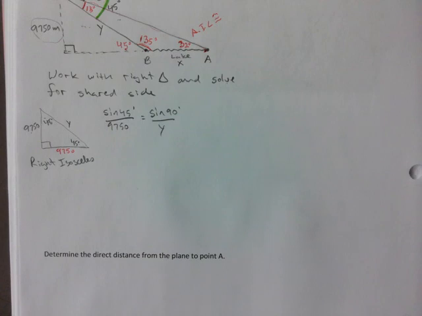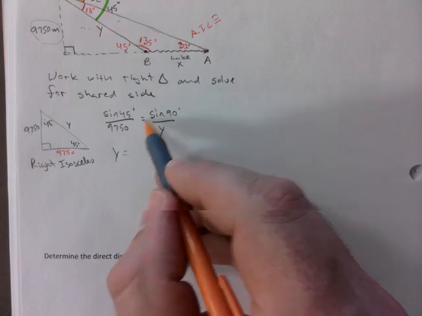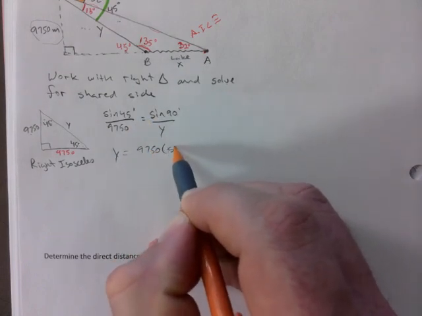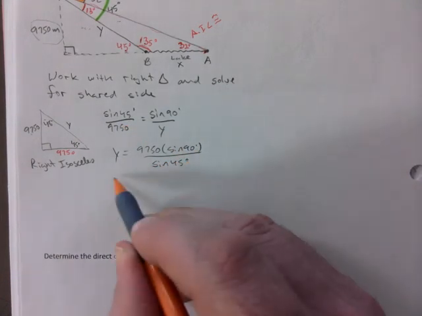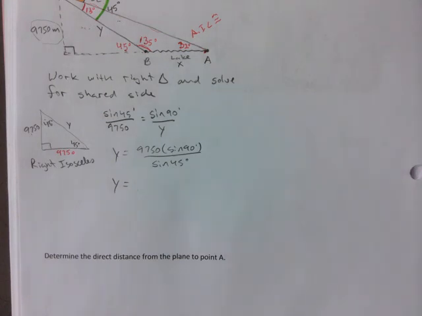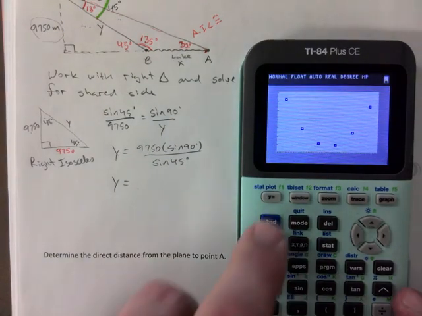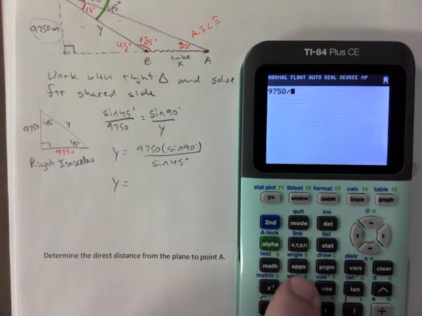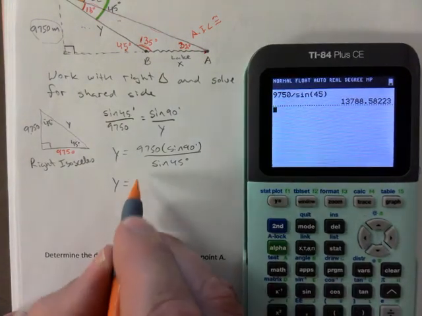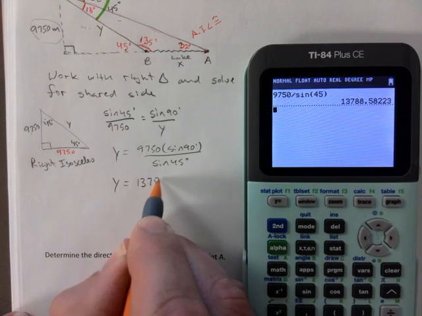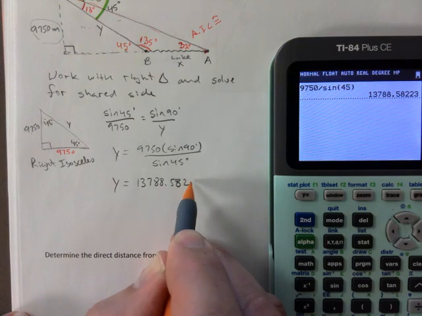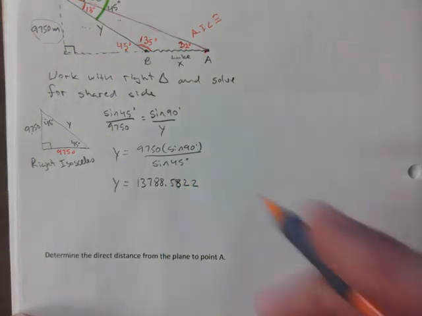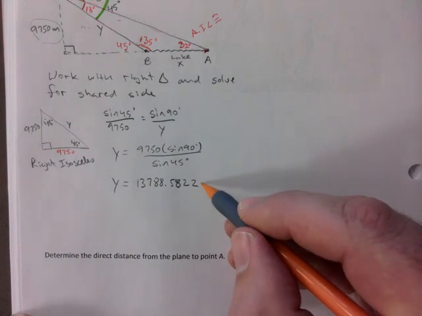See, I know SOHCAHTOA would have been a lot faster here, but that's okay. So we're going to multiply these two. Sine of 90 is just 1, so it's irrelevant to actually plug that in. Doesn't matter. So I'm basically just going to go 9750 divided by sine of 45. That's 13,788.58. And you know what? Technically, because we're not done yet, I'm going to use 4 decimals. And we are in meters.